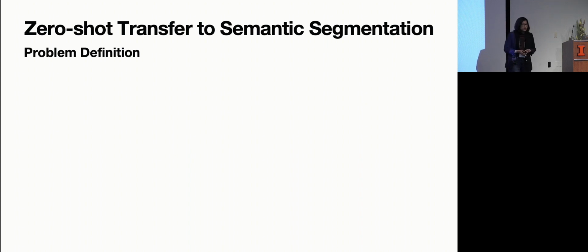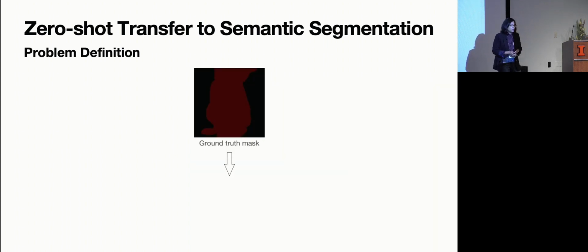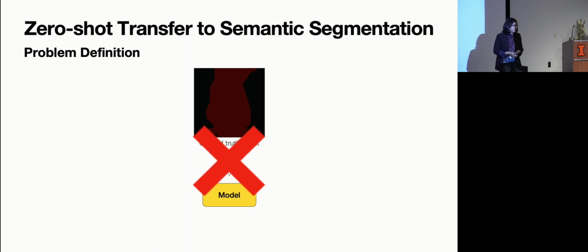So what is zero-shot transfer to semantic segmentation? The idea is that oftentimes when you train a model for semantic segmentation, you have ground truth labels available. They could be ground truth labels for a closed set of classes that you care about. Typically, for the largest labeled dataset, we have about 100 to maybe 200 classes labeled. That's the typical way of doing it.